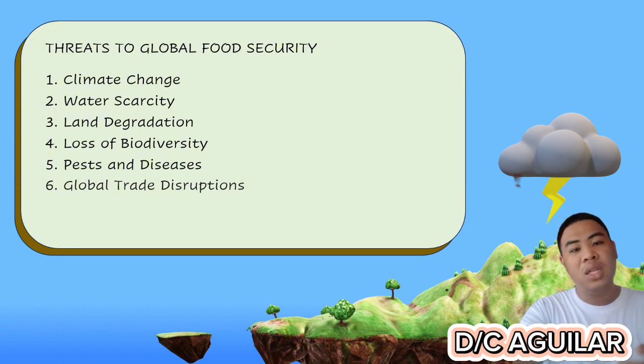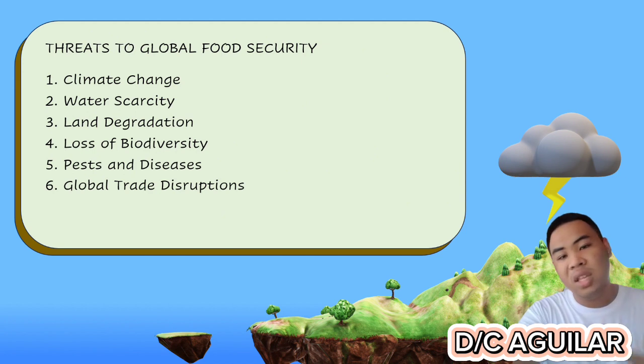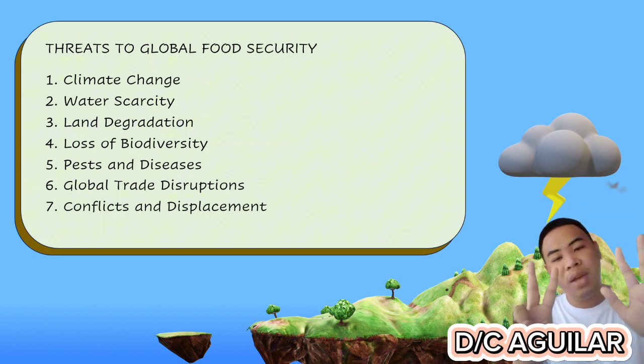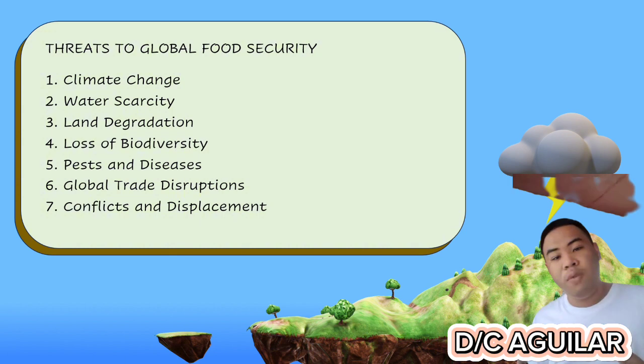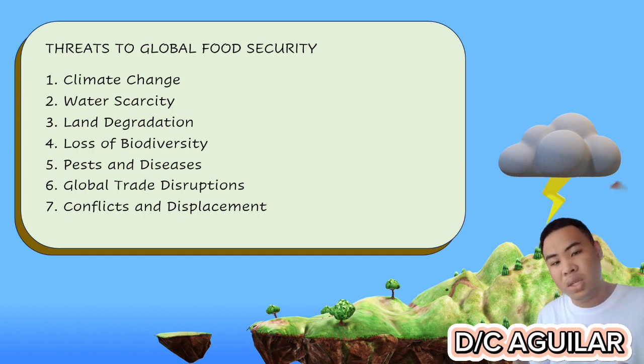Causes of these disruptions range from trade disputes and geopolitical tension to pandemics affecting transportation and logistics. And lastly, number seven is conflict and displacement. Conflict and displacement refers to political or social unrest. It is connected to number six, leading to forced migration and the disruption of communities.